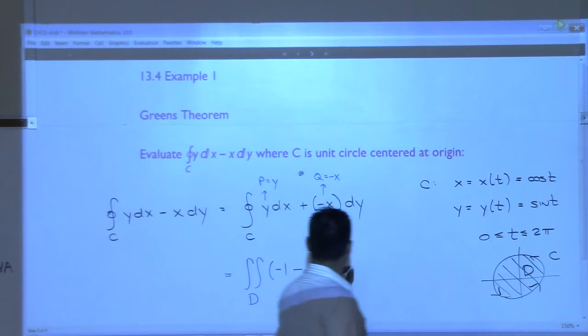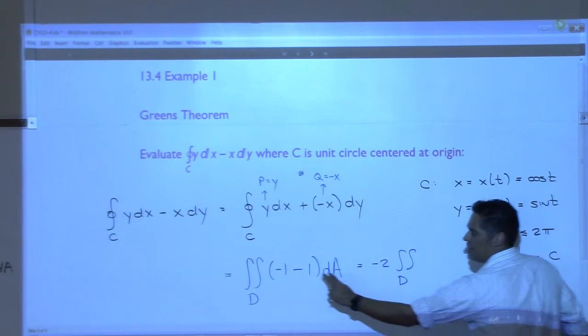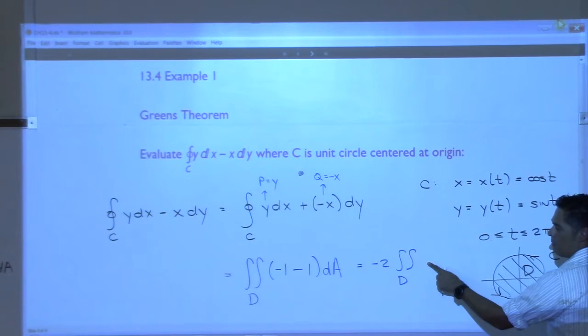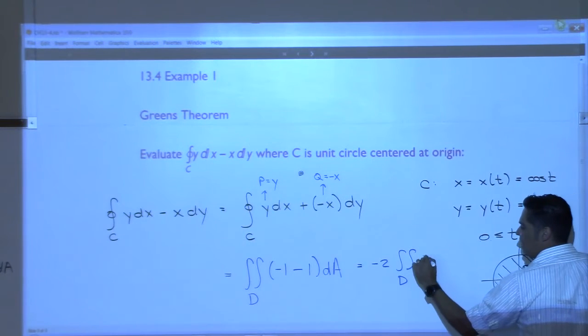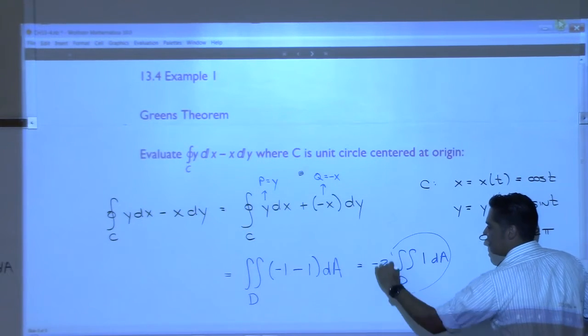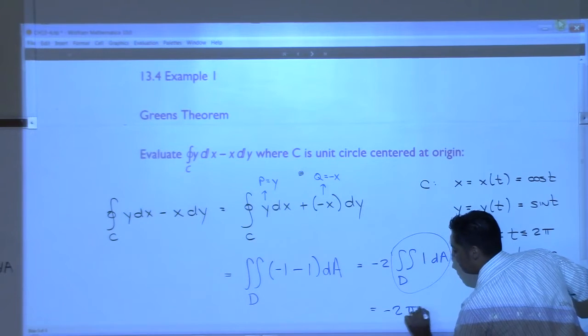Now that's just negative 2 double integral over D. I'm going to pull it out of the integral completely. And what would be left if I pulled that negative 2 out? Just dA, right? But I'm going to write it a different way. 1 dA. And what is this? By definition, that is the area of D, which you can tell me without doing any more work, because this is the unit circle. What's the area of D? Pi r squared, but r is 1, so the area is pi. So this is just negative 2 pi, and you're done.